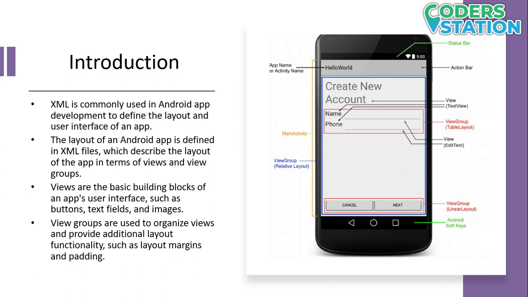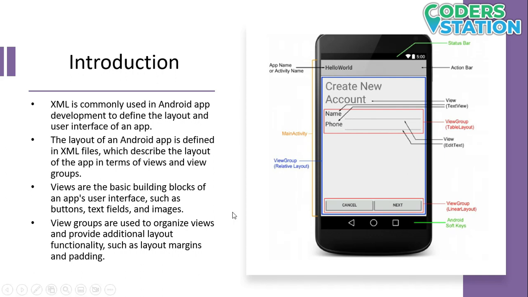XML is commonly used in Android app development to define the layout and user interface of an app. The layout of an Android app is defined in an XML file, which describes the layout of the app in terms of views and view groups. The views are basic building blocks of an app user interface, such as buttons, text fields, and images. View groups are used to organize the views and provide additional layout functionalities such as layout margins and padding.